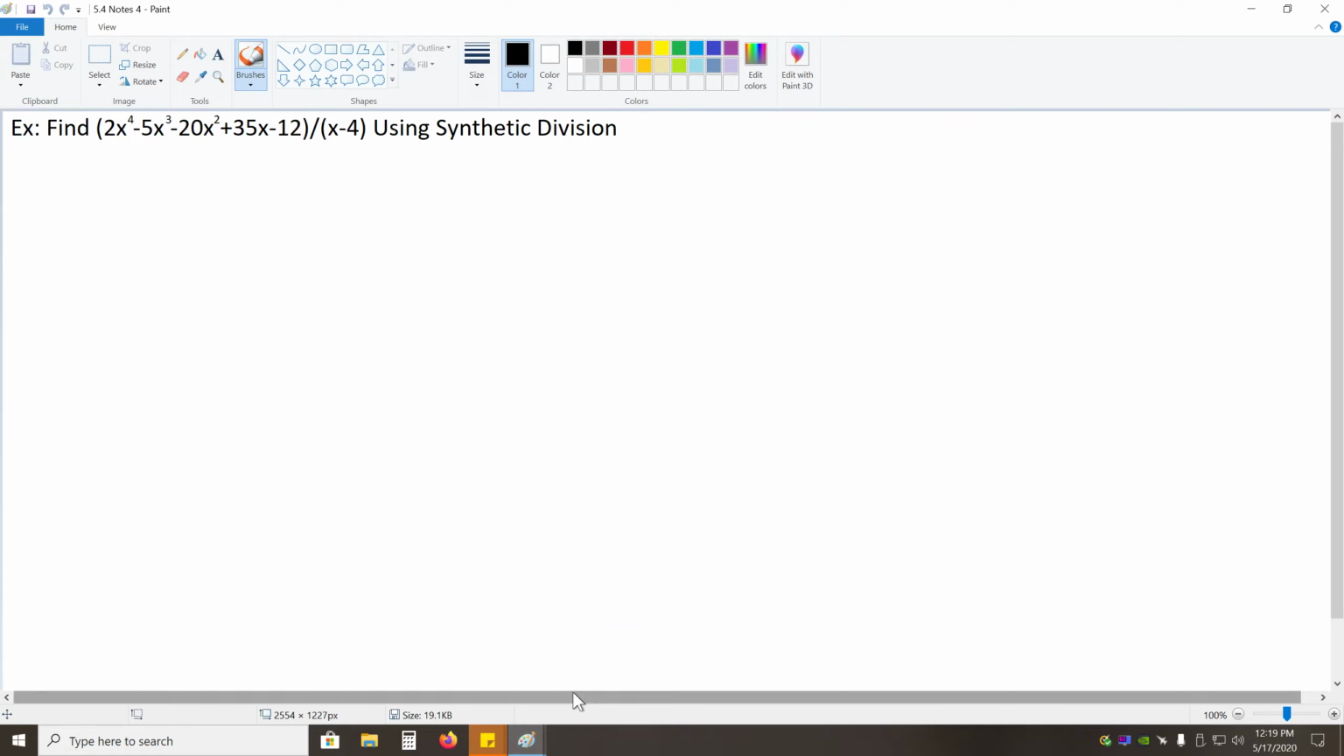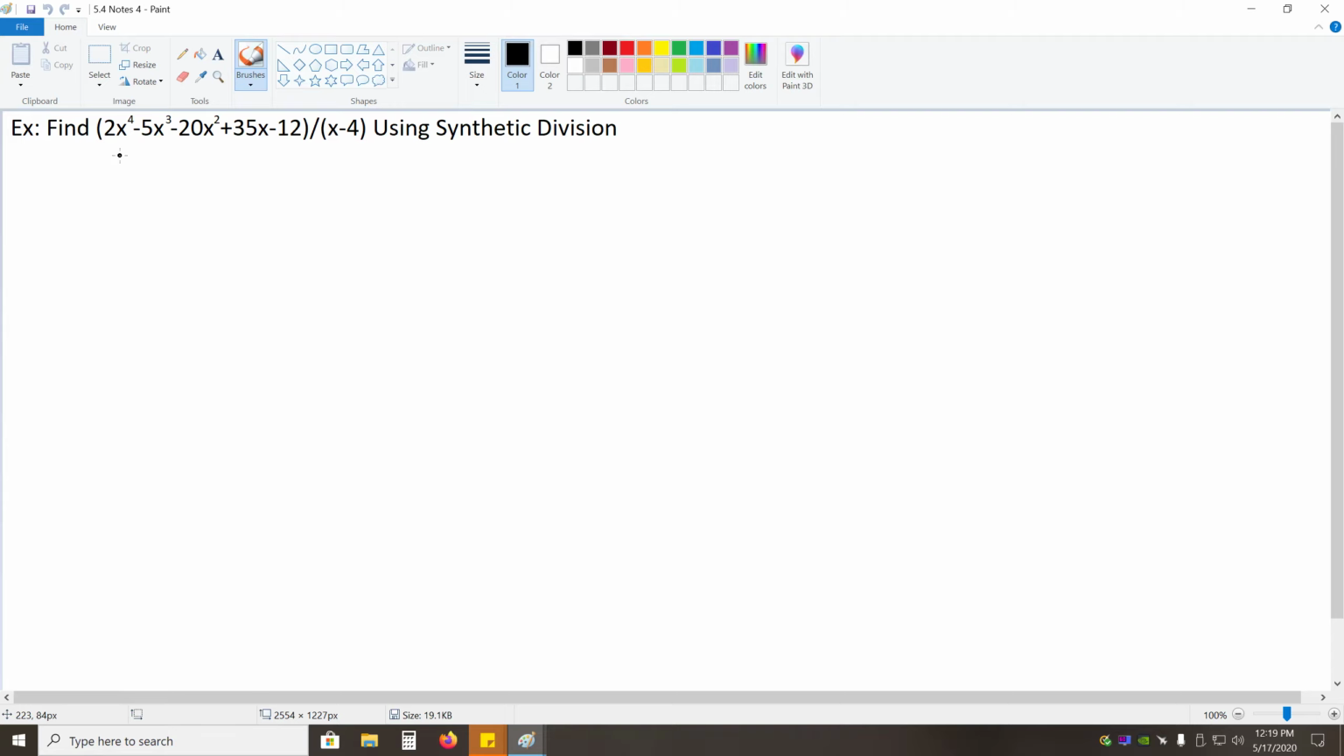Okay, so from here, I want you to take a moment, see if you can't try the same thing with 2x to the fourth minus 5x cubed minus 20x squared plus 35x minus 12 over x minus 4. It seems like a very intimidating problem, but just try to follow the same pattern we used in the last example. Pause the video and then we'll try it together.